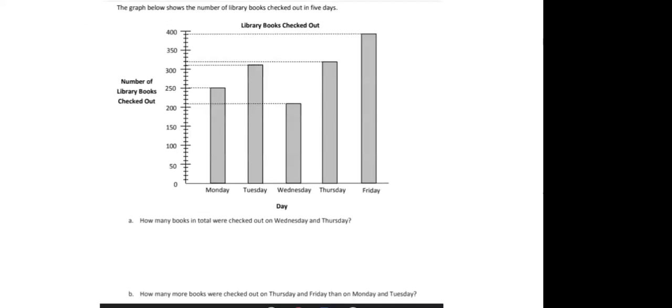Exit ticket. The graph below shows the number of library books checked out in 5 days. Take a moment to fill out the graph to make it easier for you. Then A, how many books in total were checked out Wednesday and Thursday? In total would be addition. B, how many more books were checked out Thursday, Friday added together versus Monday, Tuesday? Pause the video and then come back when you've solved your exit ticket and we will check your work.